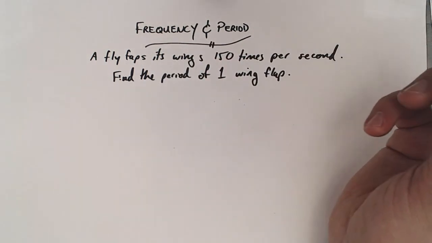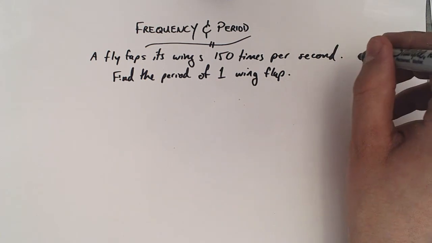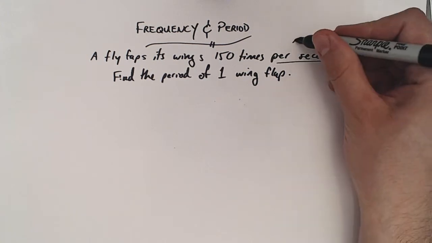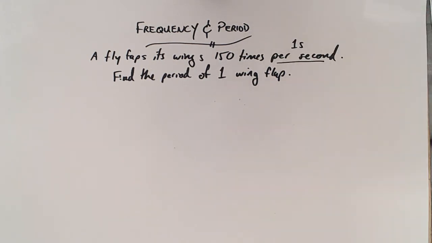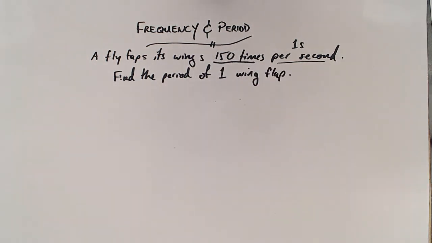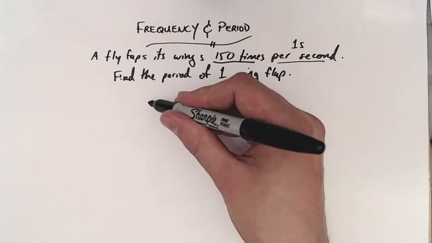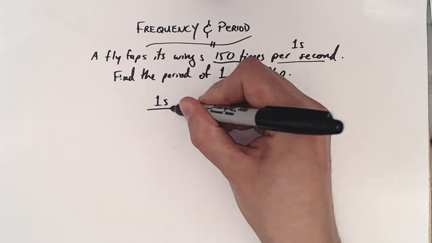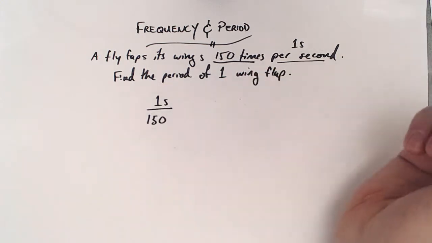Well, let's see. If there's 150 times per second, that means that 1 second has gone past, and the flaps have occurred 150 times. So if I want to know how many seconds, or maybe even what fraction of a second it took for one wing flap to occur, I just want to think in terms of units. It would be 1 second per 150 flaps.